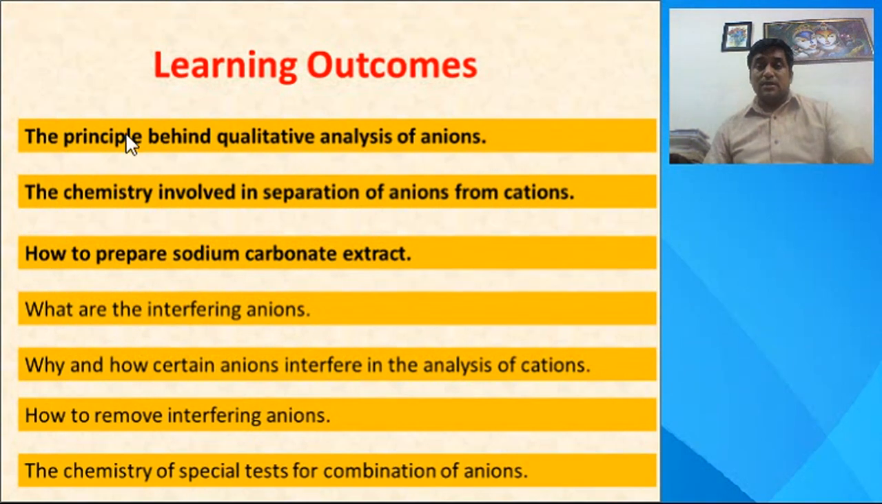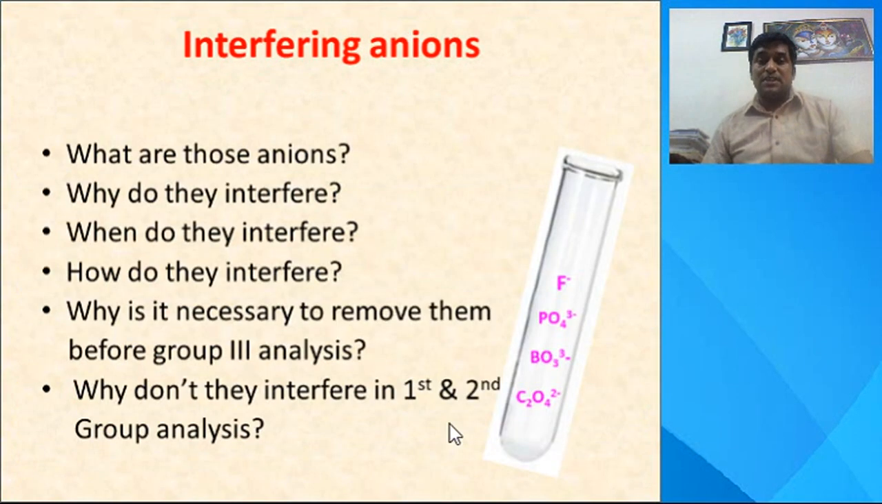So what we have learned so far: the principle behind qualitative analysis of anions, the chemistry involved in separation of anions from cations, and how to prepare sodium carbonate extract. Next: what are the interfering anions? Why and how do certain anions interfere in the analysis of cations? How to remove interfering anions? Let us understand interfering anions, a very important portion, because if you do not recognize those anions and do not remove them in a particular step, we are going to get erroneous results.